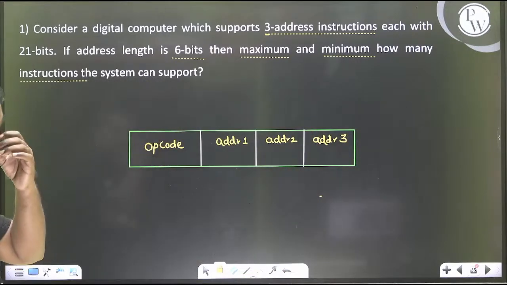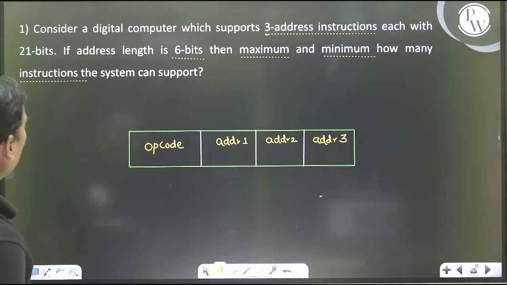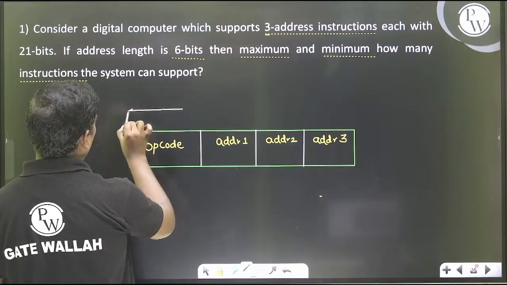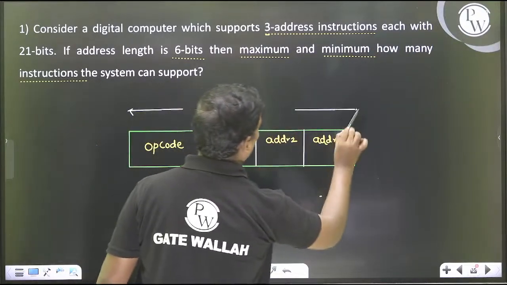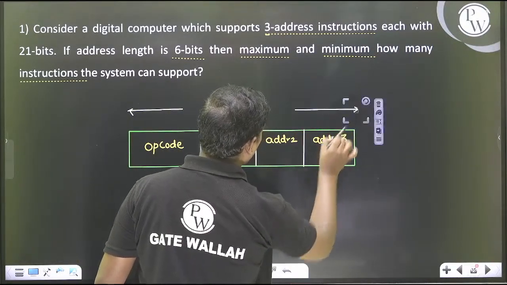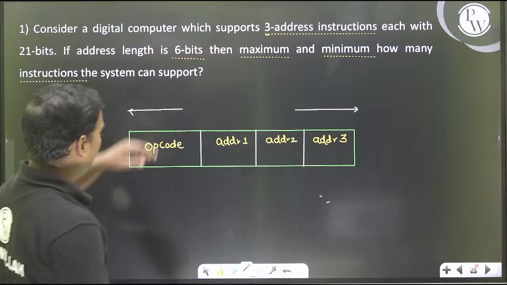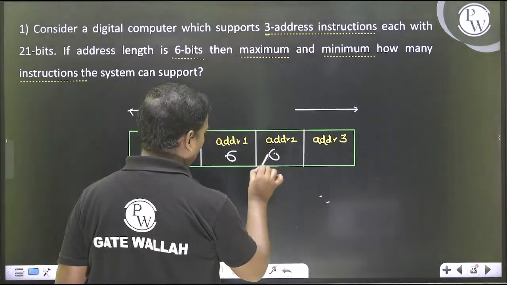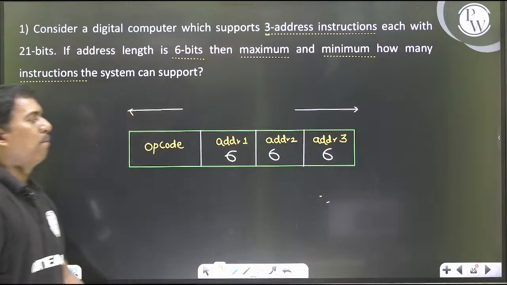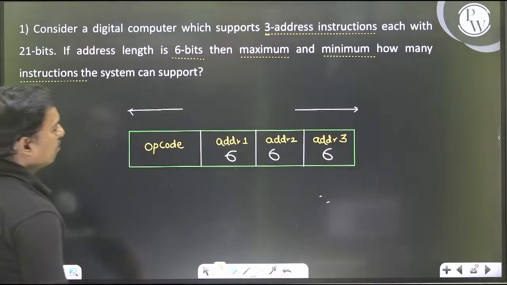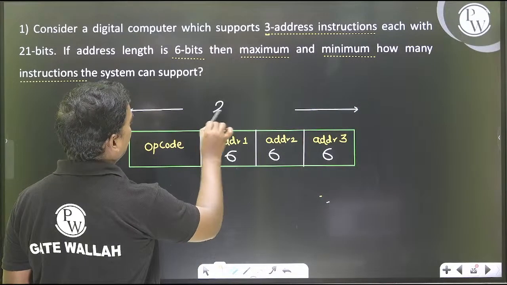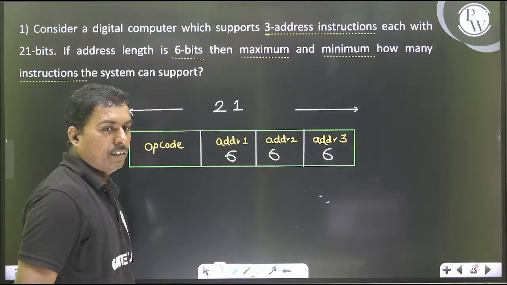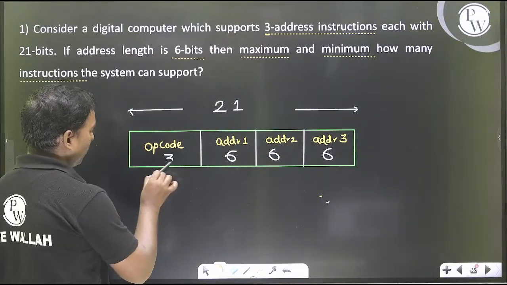Consider a digital computer which supports the 3 address instructions each with 21 bits. So this is the total instruction size. And he has very clearly mentioned that the address length is 6 bits. This is 6 bits, this is 6 bits, this is 6 bits. So what is the opcode size then? The total is 21 bits. So 6 plus 6 plus 6 is 18, which means this will be 3.